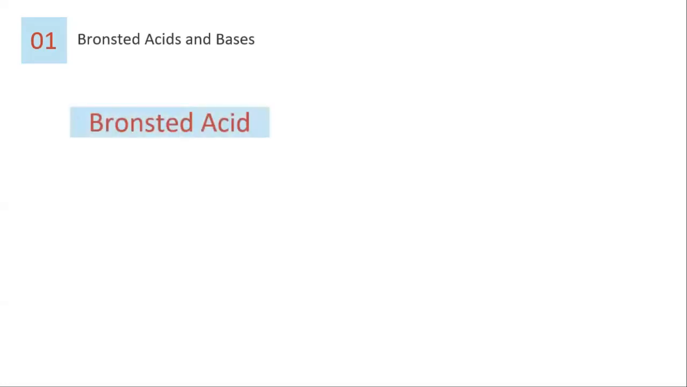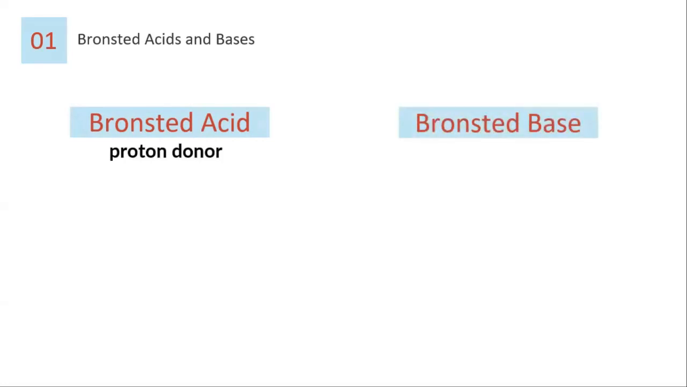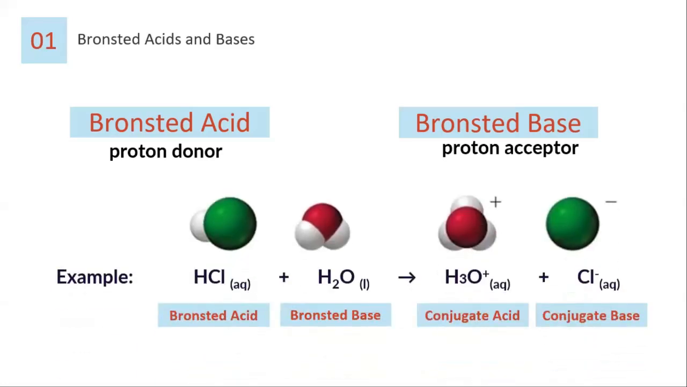According to the Bronsted concept, an acid is considered to be a Bronsted acid if it is capable of donating a proton to someone else. And a base is considered to be a Bronsted base if it is capable of accepting a proton from someone else. From here, we can note that when an acid reacts with a base, the proton is transferred from one chemical species to another.